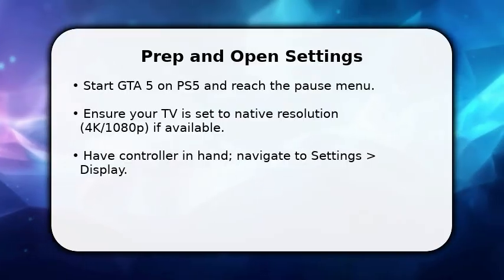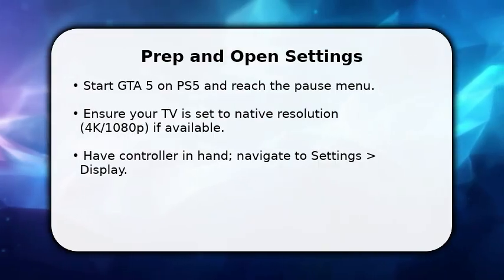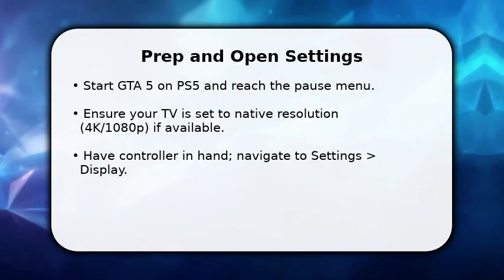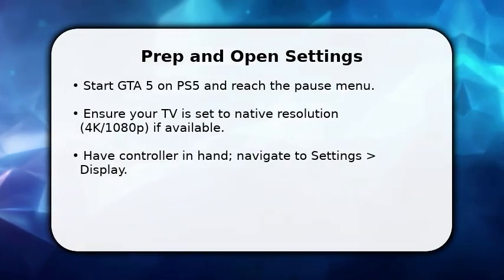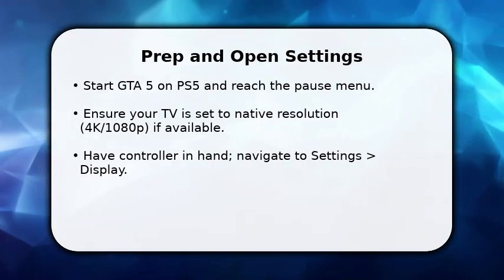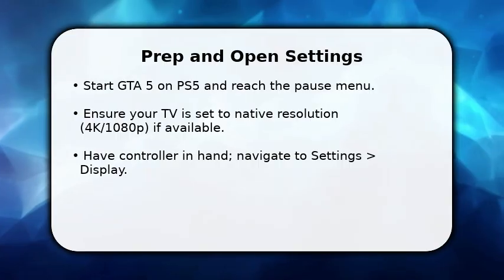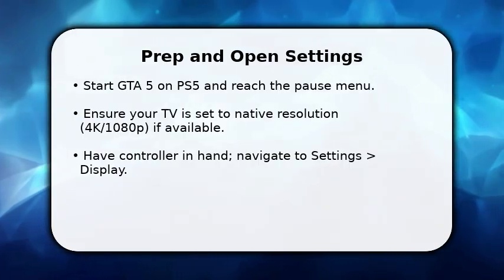You start by launching GTA 5 and pressing options to open the pause menu. This gets you straight into the game settings. Once done, make sure your TV or monitor is already on the correct native resolution because the console reads that first. Now, with your controller, go to Settings and select Display.